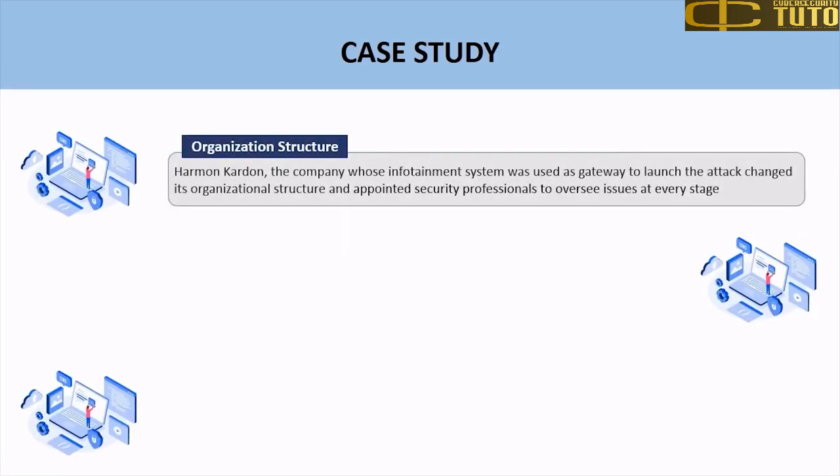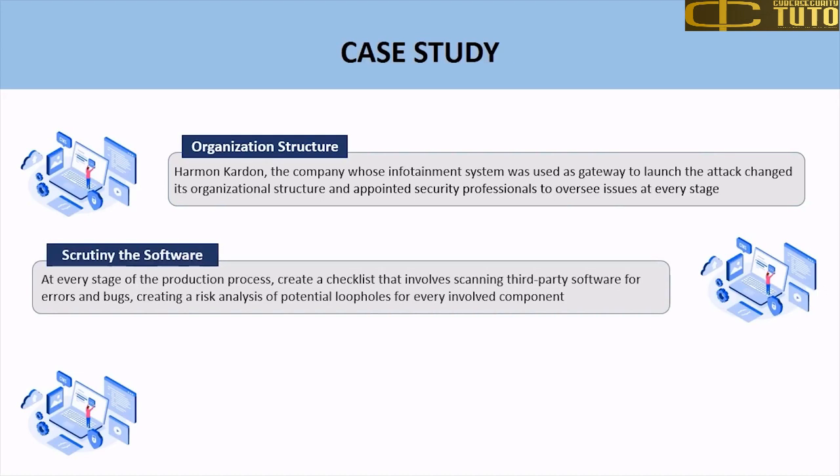Organization structure. Harman Kardon, the company whose infotainment system was used as the gateway to launch the attack, changed its organizational structure and appointed cybersecurity professionals to oversee issues at every stage. Scrutinize the software. At every stage of the production process, create a checklist that involves scanning third-party software for errors and bugs, creating a risk analysis of potential loopholes for every involved component.